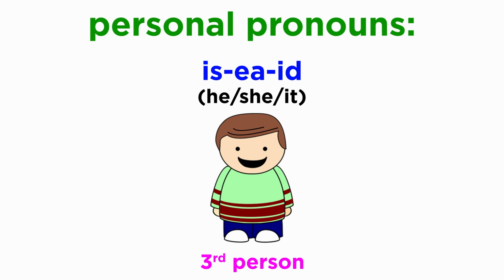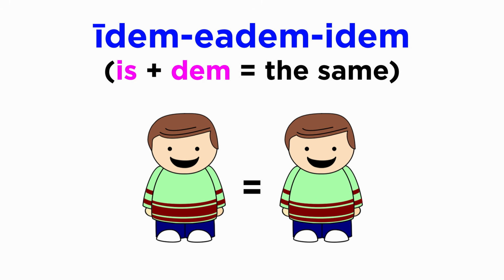After memorizing the pronoun is-ea-id, you will not find it difficult to learn īdem-eadem-idem. Despite the atrocious appearance, we are fundamentally talking about the pronoun is and the suffix dem. The meaning in English is the same, and the differences are: 1.